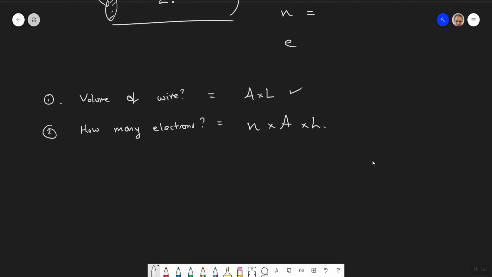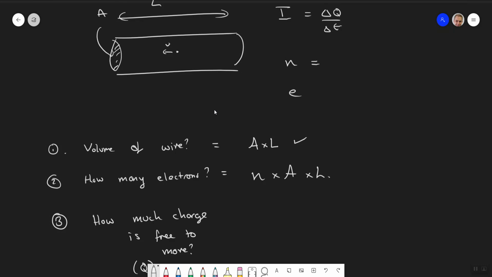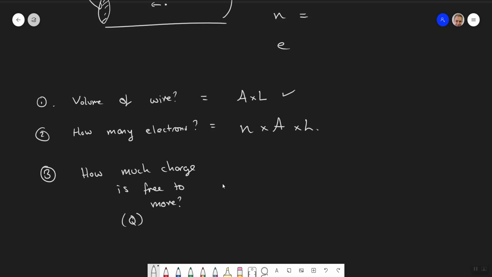Okay, step 3. Therefore, how much charge is free to move? What is basically Q? What is the charge that's free to move that's inside this thing? Well, it's just n times A times L, which is the number of electrons, times the charge on the individual electron, nALe. Fantastic.